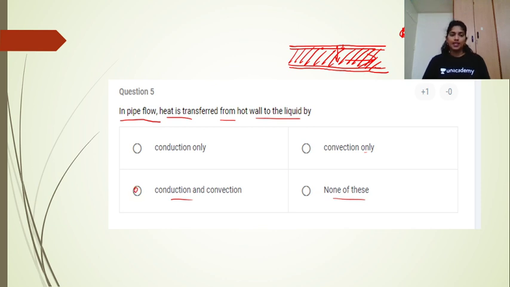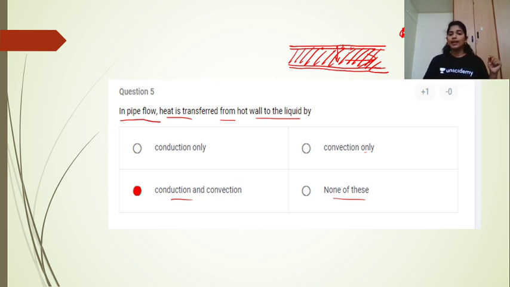Okay. So option C is the correct answer. If they ask only about the heat that is transferred in the hot wall, then it is only through conduction. And if they say that the fluid is stagnant, then it will be only through conduction, because as the fluid is stagnant, there will be no movement of molecules inside the fluid and inside the pipe, and through the solid also it will be through conduction. So please be careful with the question. Read the question and understand it, draw the diagram, write the terms, and then only solve the question.